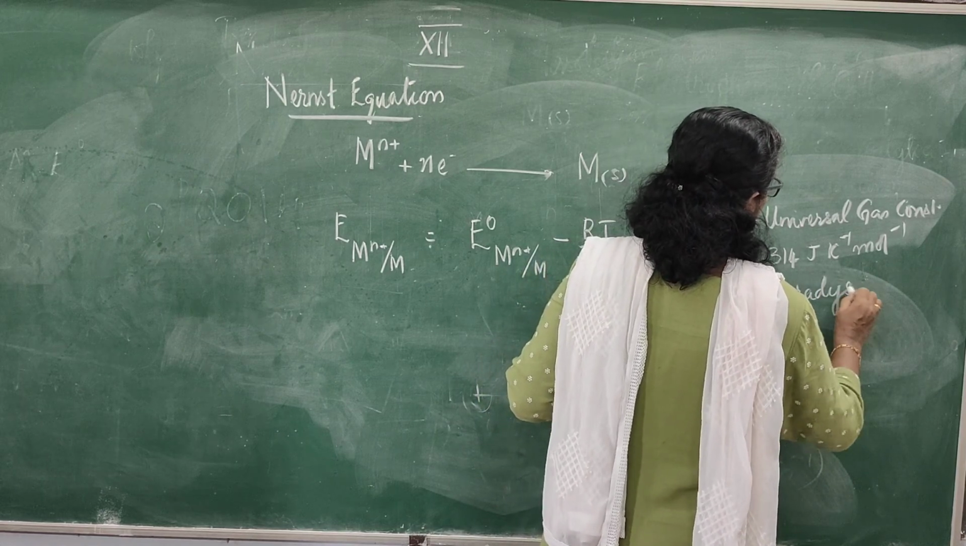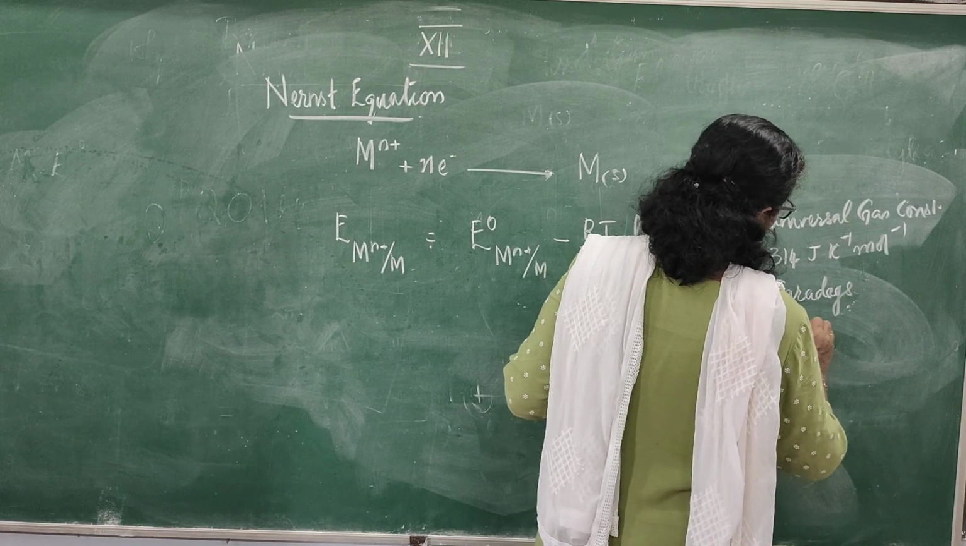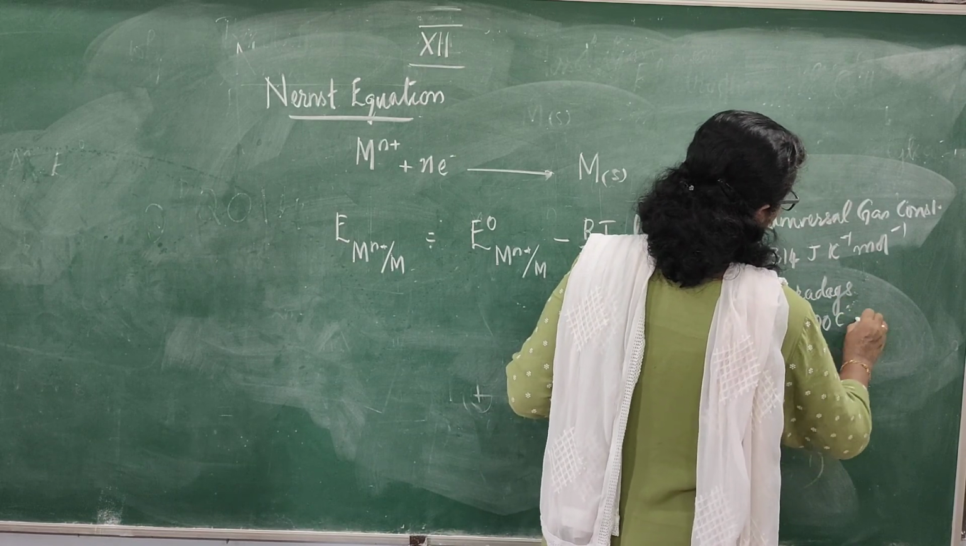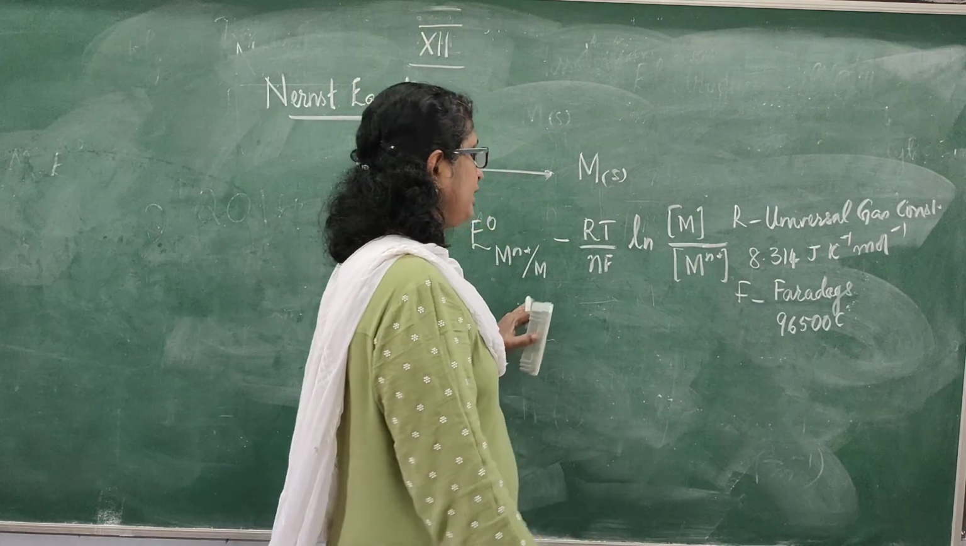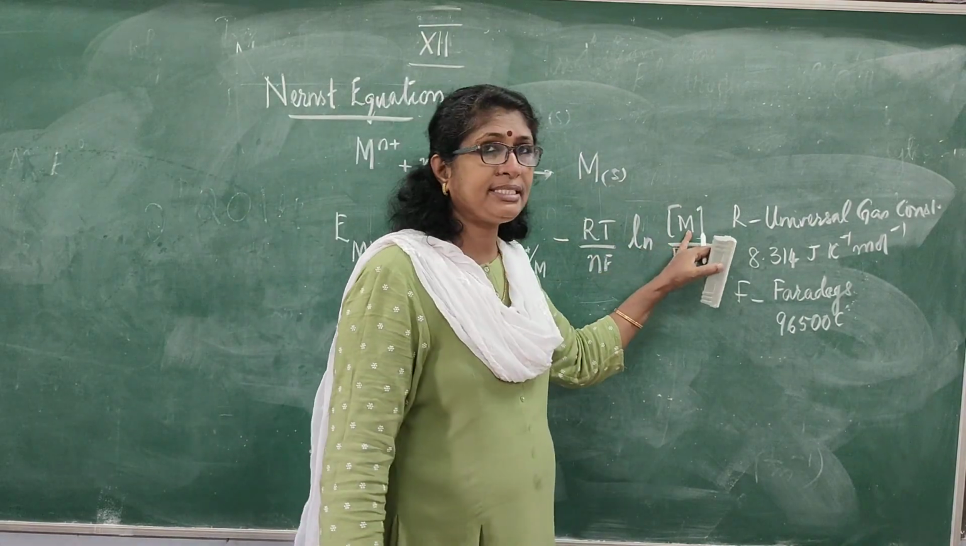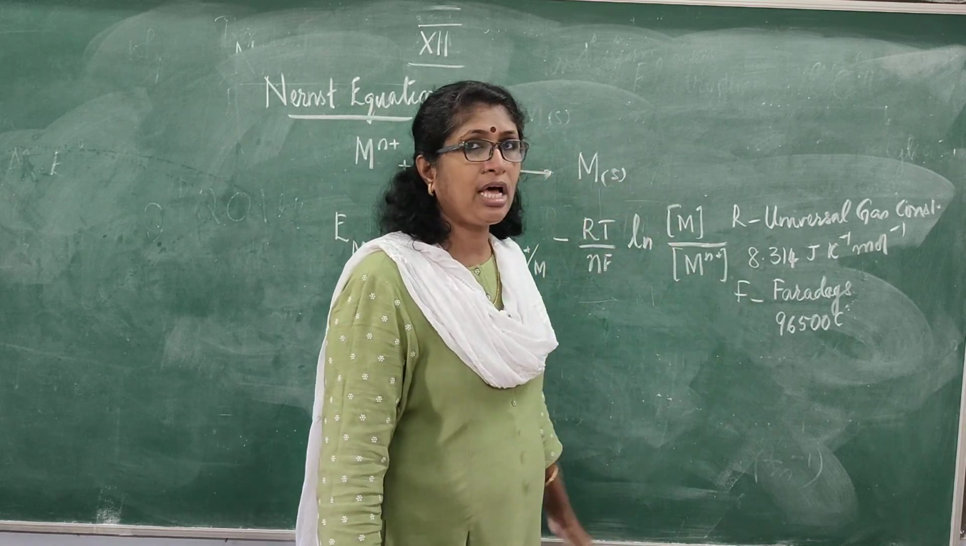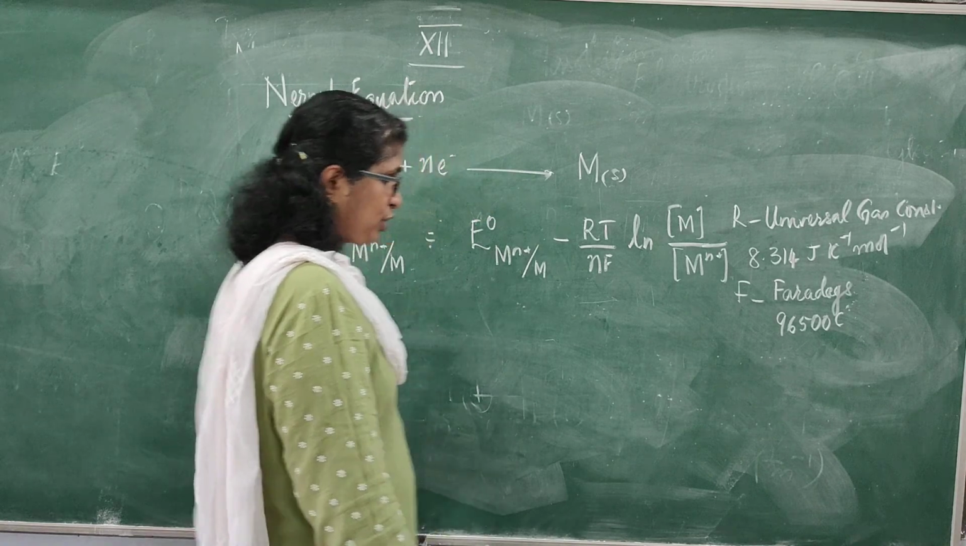And what is its value? Faraday's constant is equal to 96,500 coulomb. Then ln is the logarithm to the base e. Then [M] is the molar concentration of M solid, and [Mn+] is the molar concentration of the electrolyte.